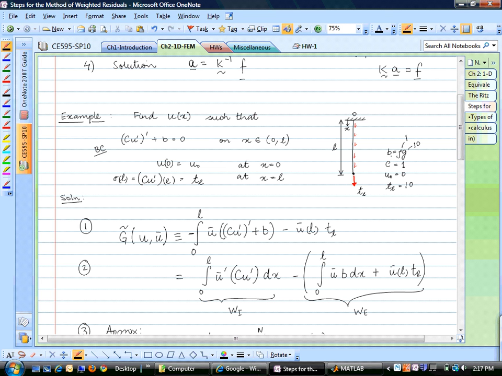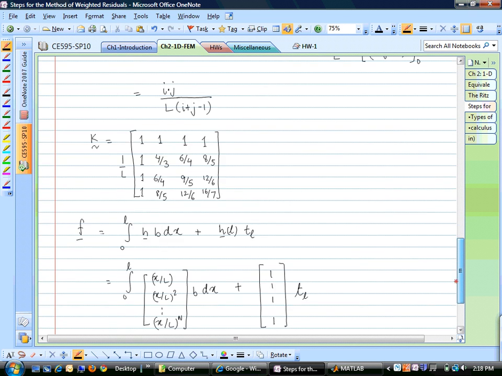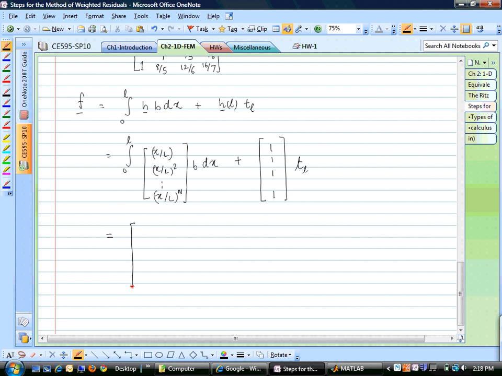The body force, we said, sorry, I didn't mention all this. Density is 1. We're going to assume that G is 10. The value of C we are going to assume at 1. And we are going to say that the displacement here is fixed. So U0 is 0. And finally, the traction at L is equal to 10. And we are trying to solve this problem. So if we do that, what we get for F is something like this.